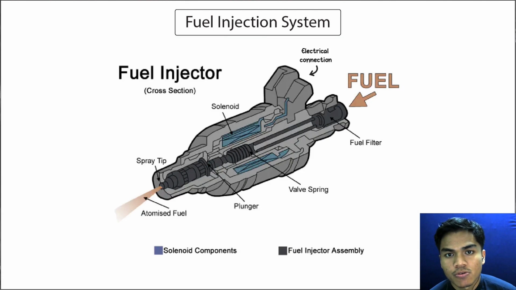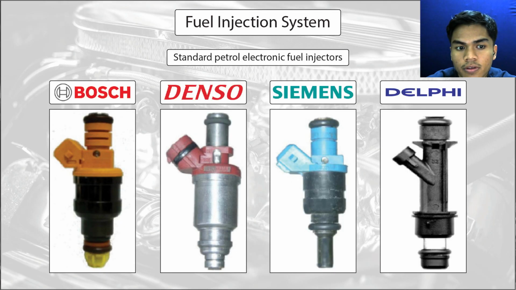This diagram shows the components of a fuel injector. So we have valve spring, plunger, spray tip, solenoid, fuel filter, and also the electrical part of a fuel injector, which is connected to the computer. These are some examples of standard petrol electronic fuel injectors.